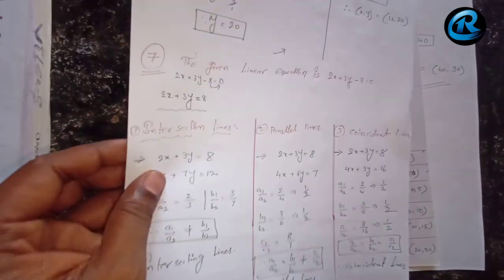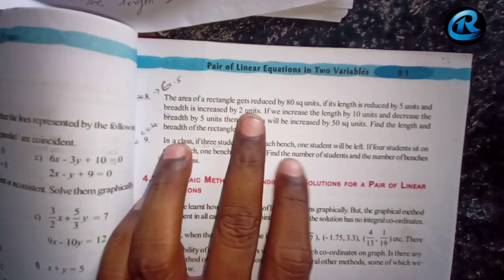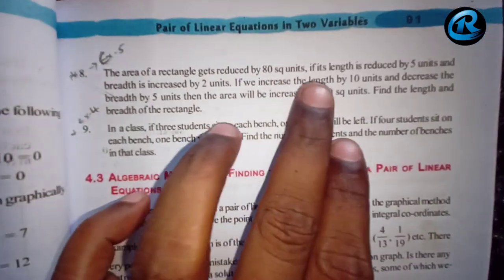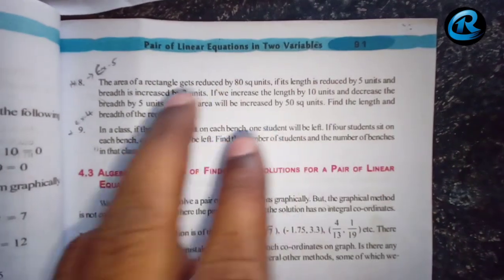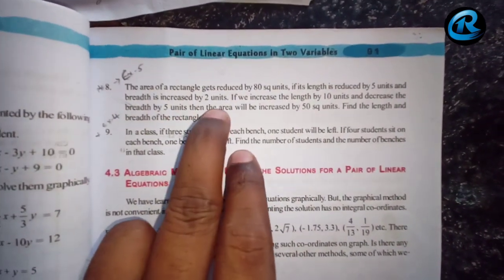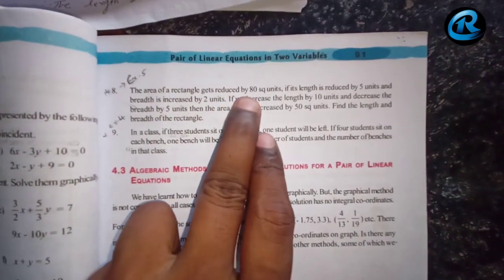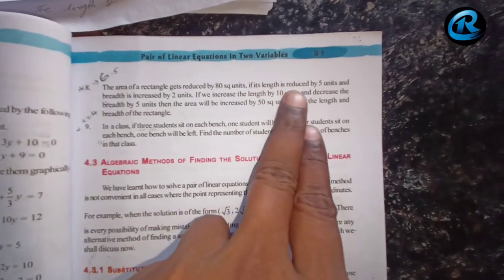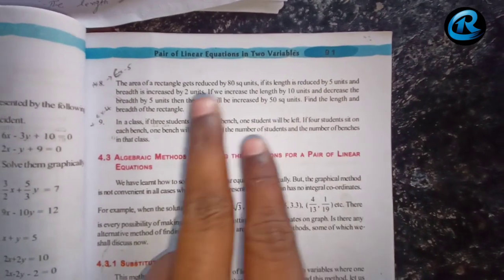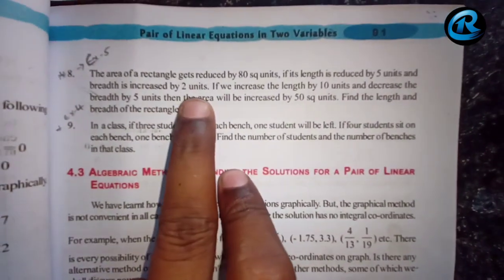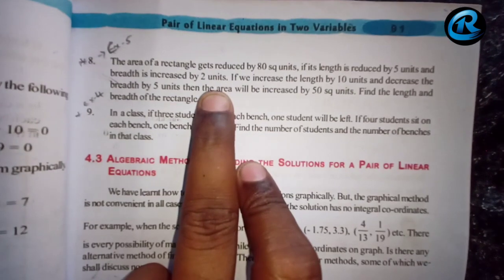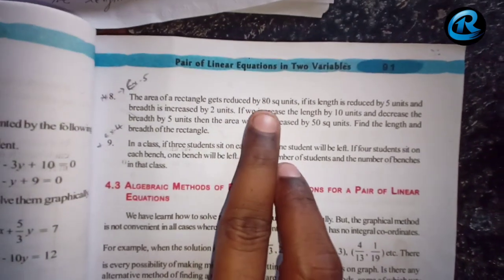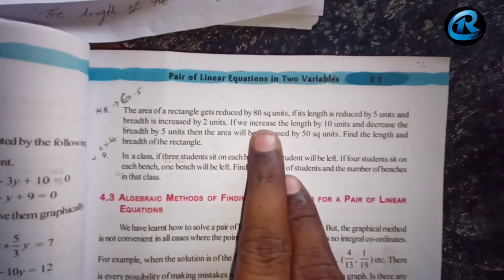I will go for the 8th question now. The area of a rectangle gets reduced by 80 square units if the length is reduced by 5 units and the breadth is increased by 2 units. That means the area of the rectangle is reduced by 80 square units when the length is reduced by 5 units and the breadth is increased by 2 units.